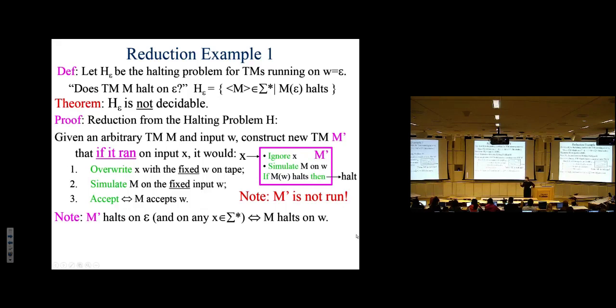So basically, I showed you how if you can solve the halting problem on the empty string, you can solve the arbitrary halting problem, which means because the halting problem arbitrarily is undecidable, the halting problem on the empty string must be undecidable too. And that's the end of the proof, even though it's a special case.